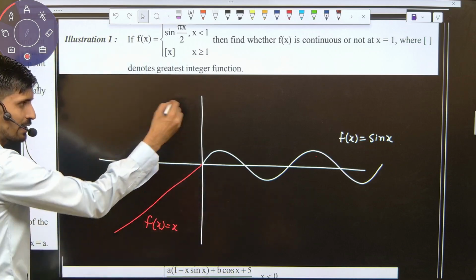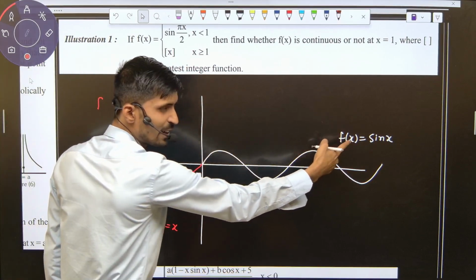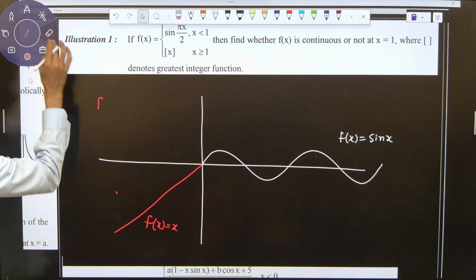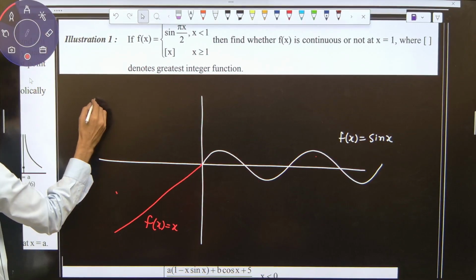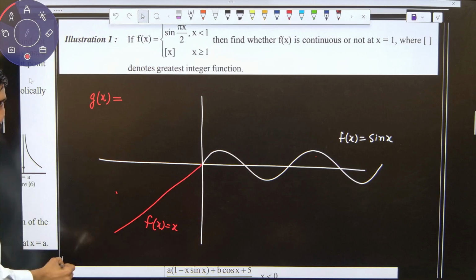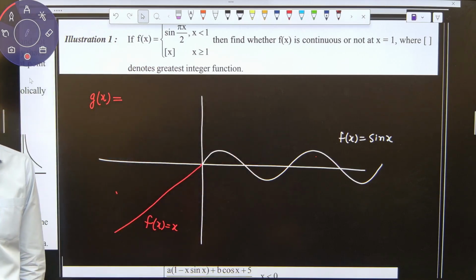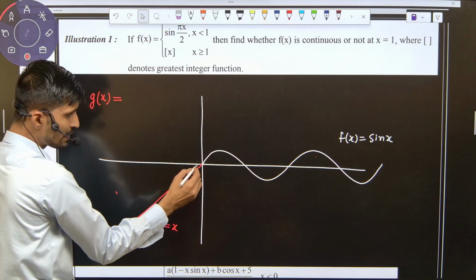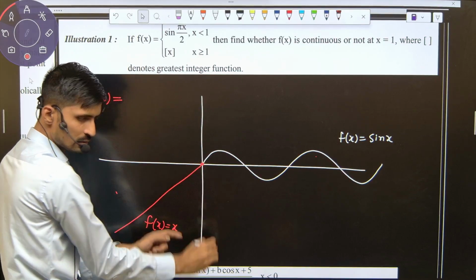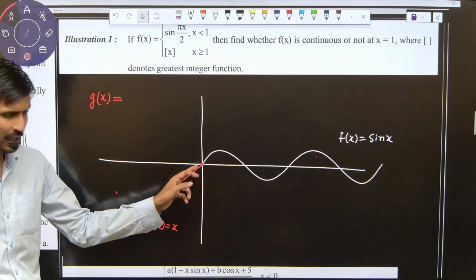So how will I write this total function? Because here I have taken f(x), I am not going to write f(x). I will give some other name, g of x, and this total function I am considering as the g(x) function. This is our y axis where these two graphs are getting connected at this point. Here both graphs meet at that point.